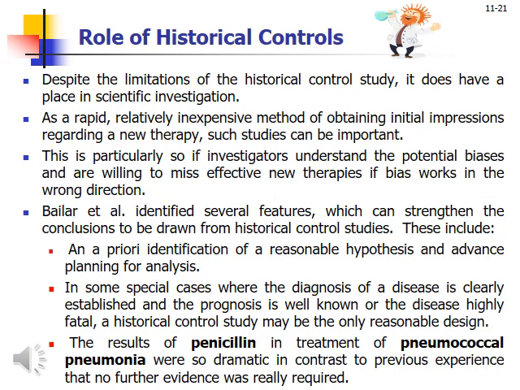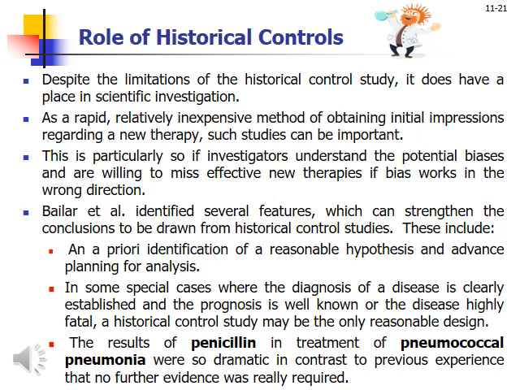Role of historical controls. Despite the limitations of the historical control study, it does have a place in scientific investigations as a rapid, relatively inexpensive method of obtaining initial impression regarding a new therapy. Such a study can be important. This is particularly so if investigators understand the potential bias and are willing to miss effective new therapies if bias works in the wrong direction.